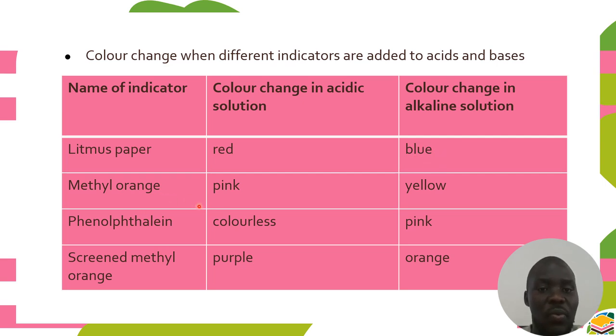Methyl orange, when you add drops of methyl orange into an acid, the color changes to pink, while when you add methyl orange into an alkaline or base, the color changes to yellow. Phenolphthalein indicator, when you add it to an acid, the color becomes colorless, while when you add it into a base, the color changes to pink. The screened methyl orange, when you add it in an acid, becomes purple, while in a base becomes orange.